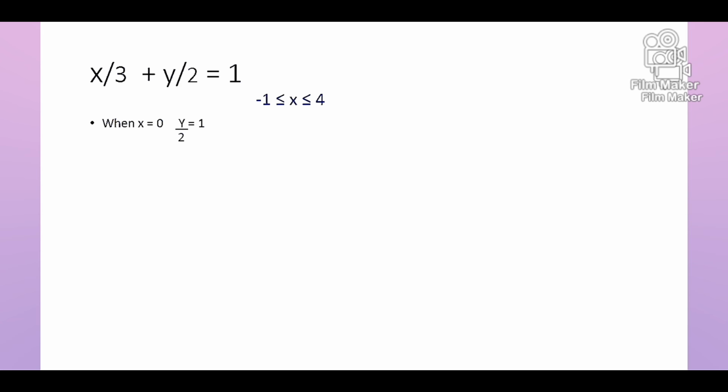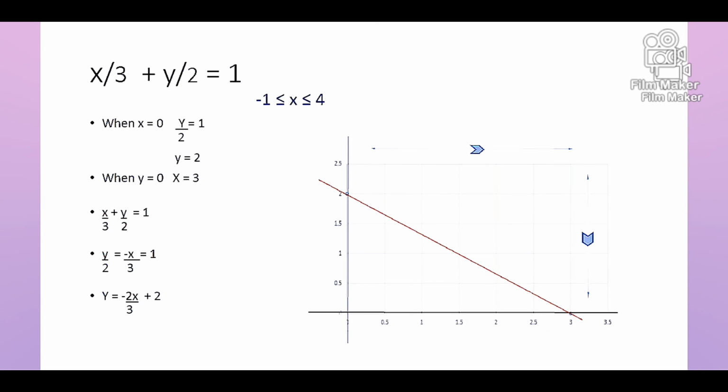Okay, we'll have another equation now. x divided by 3 plus y divided by 2 equals 1. It's not in linear form, so we have to make it a linear equation. So we take some values for x greater than minus 1 and less than 4. When x is 0, y will be 2, and when y is 0, x is 3. So we can take these values, plot these points on the graph, and draw this line. So it is a straight line like this.